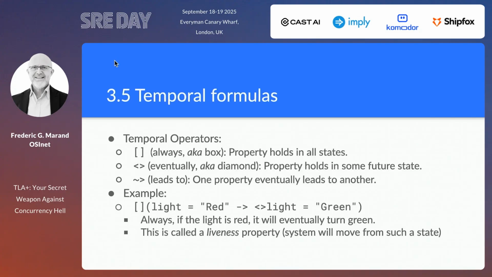And formulas are of three kinds. A property will always be true, or eventually be true, or if one property happens, then another will happen. These are the three types of rules that you can define. For example, you can always say that if the light is red, at some point it will be green. This is a liveness property.